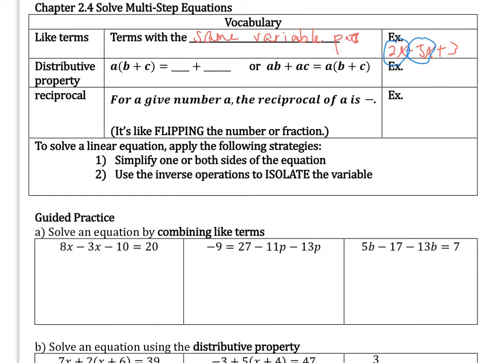The distributive property is when you multiply a to the sum of b plus c. A times b plus a times c. Or it could be the other way around. A times b plus a times c equals a times the sum of b plus c. So for example, I could have 2a plus 2b, and I can take out the 2.